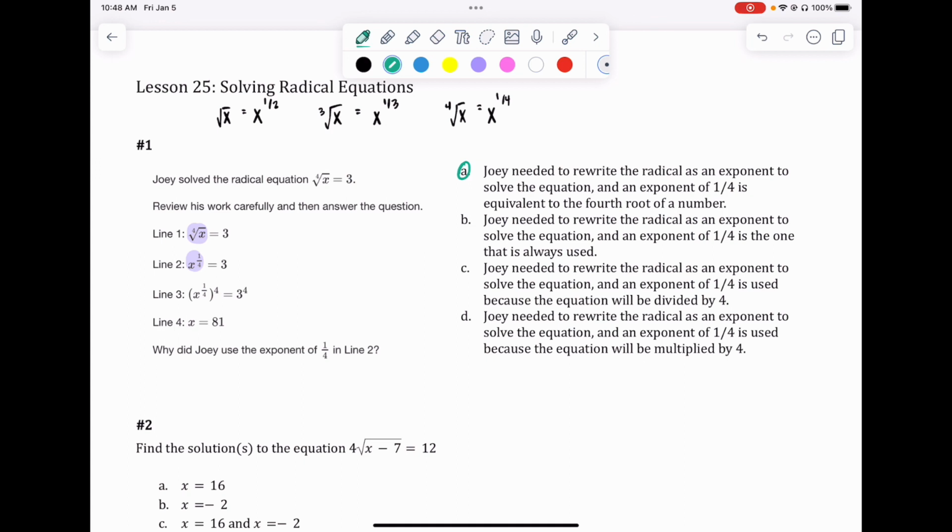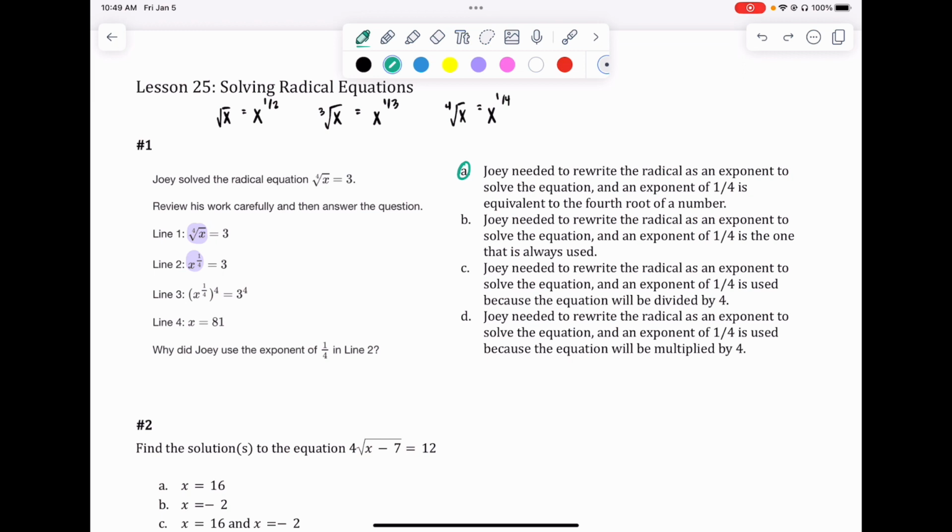Going through the rest of them. So B says he needed to rewrite the radical as an exponent to solve the equation, and an exponent of 1/4 is always used. Not necessarily. The 1/4 was used because it was a fourth root. If it was a different type of root, 1/4 would not be used.